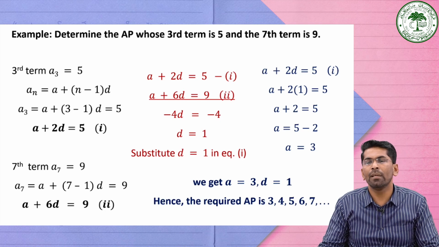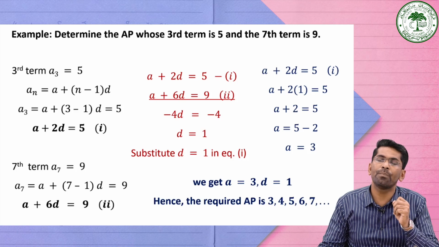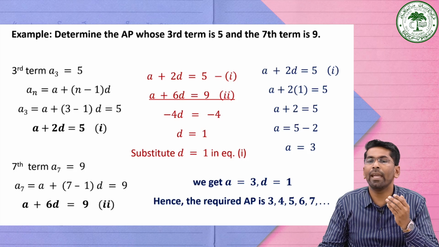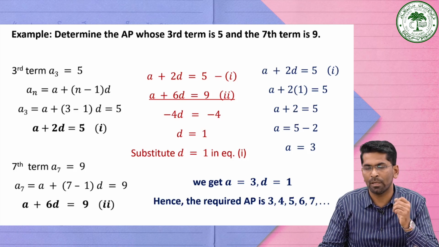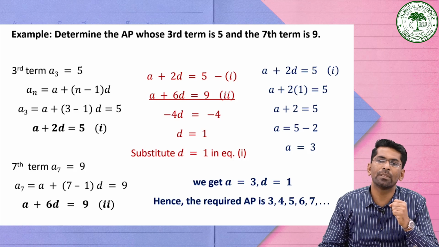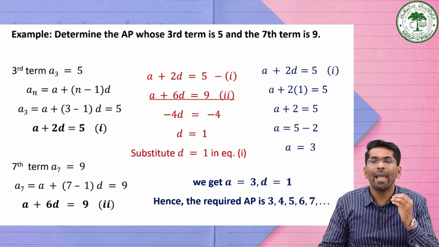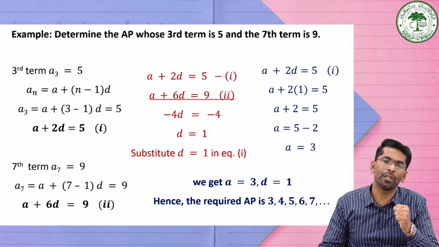So let me conclude here. Today we introduced the concept of arithmetic progression and discussed how to find the nth term of an arithmetic progression, along with some numerical examples. I hope it was clear to you. In the next lecture, we will discuss how to find the sum of n terms in an arithmetic progression. We will see that in the next lecture.